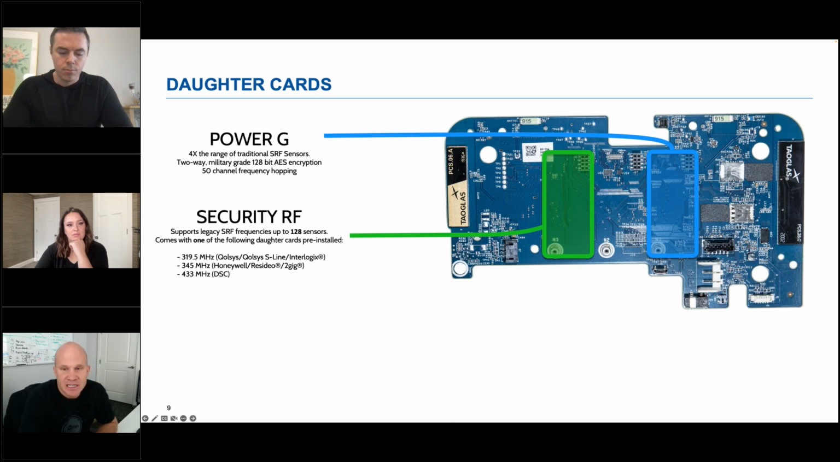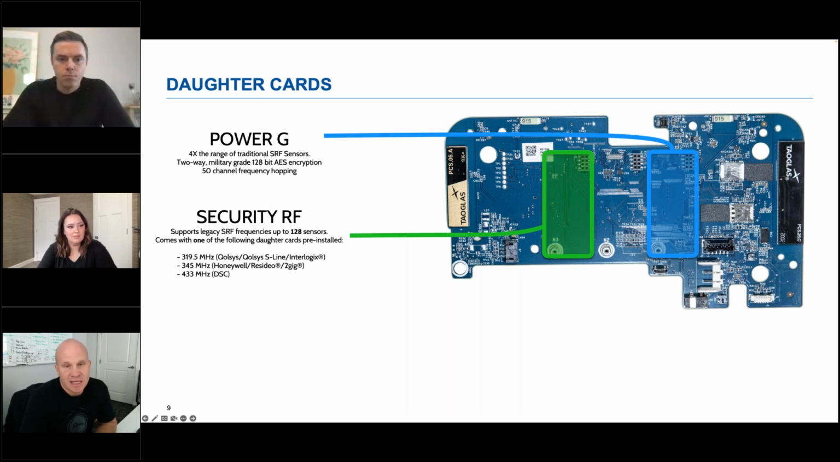We make it in a 319 version, which of course is compatible with a lot of the old Interlogic sensors, ITI, GE Security, of course, Qualsys S-line sensors. So a lot of different sensors out there that work on that. You can get it in a 345 frequency, which is what 2GIG and Honeywell have used for a long time, and or the 433 frequency, which is the old one-way protocol from DSC.